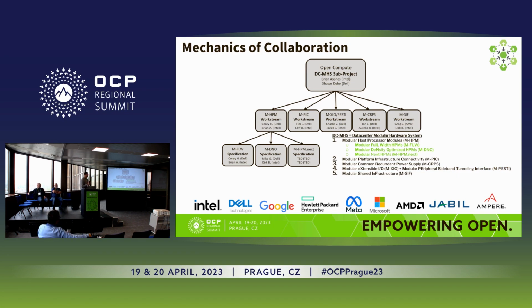So where we are: we have a bunch of specs that we worked on. In terms of the HPM, we have the full length width, which looks like a traditional server design with direct plug power supplies. We have density optimized, which is a little bit more dense, more what you would see with a smaller form factor. And then we have what we're looking at next, HPM Next. Let me go to the next slide here.